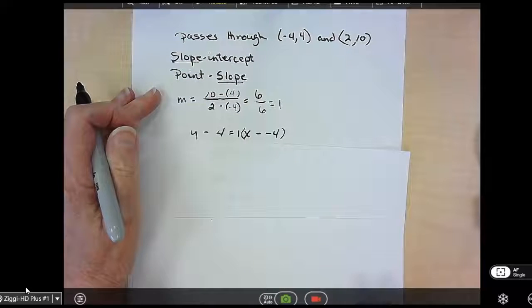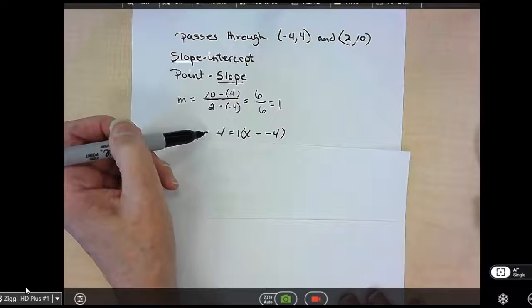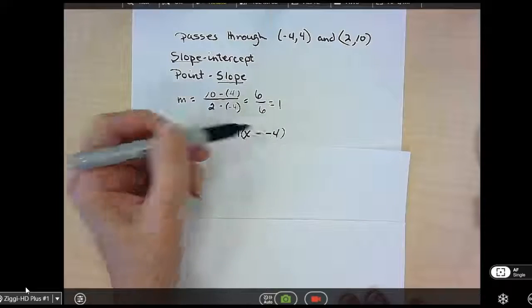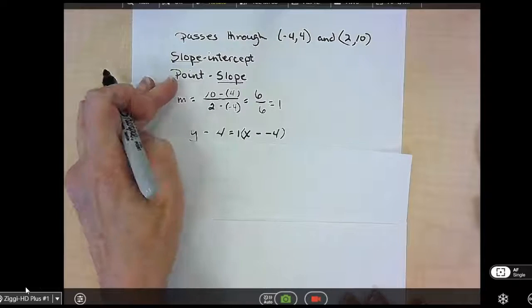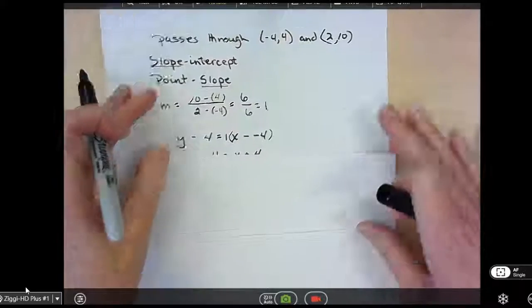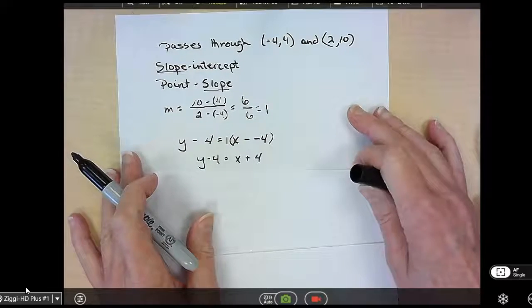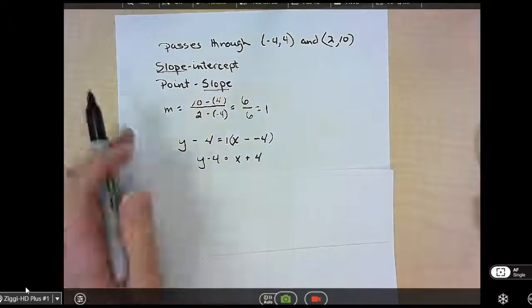And now I can put it in my point-slope. I have the point of negative 4, 4. Sorry, I said my x and y backwards. And a slope of 1. So if I simplify the right-hand side, the y minus 4 stays the same, but we have 1 times x plus 4, which just gives me x plus 4.